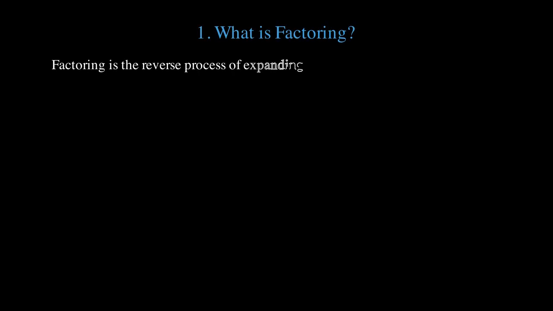Factoring is essentially the reverse of expanding expressions. We break expressions down into their building blocks. When we expand, we multiply out brackets. For example, (x + 3)(x + 2) equals x² + 5x + 6.